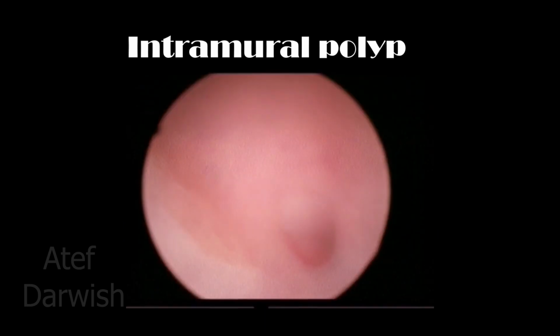And here you can see fine polypi inside the intramural part of the Darwish triad, and these polypi may represent a cause of infertility because they make a valve-like occlusion of the ostium and the isthmic part of the fallopian tube.